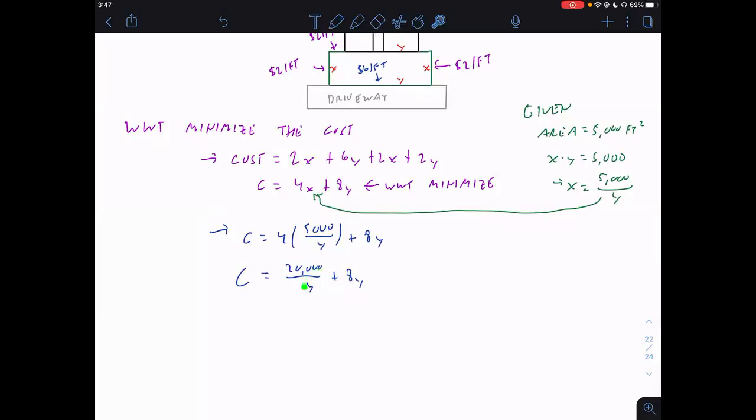Okay, so now we have this function in terms of just 1 single variable. The next step is to find its derivative so we can optimize it. But before we do that, let's rewrite this first term and bring y to the top. That's 20,000 times y to the -1. To bring this denominator to the top, we have to change the sign of its power, plus 8y.